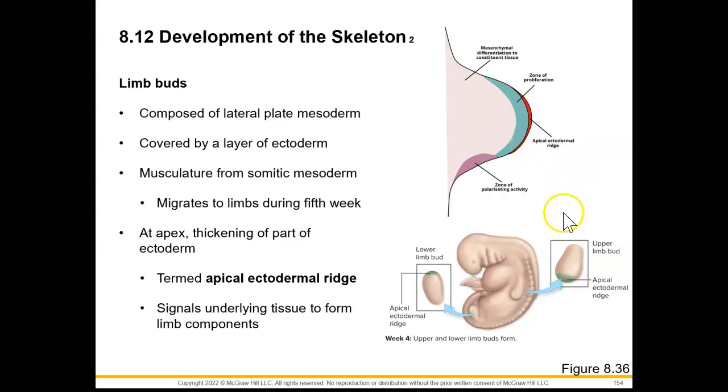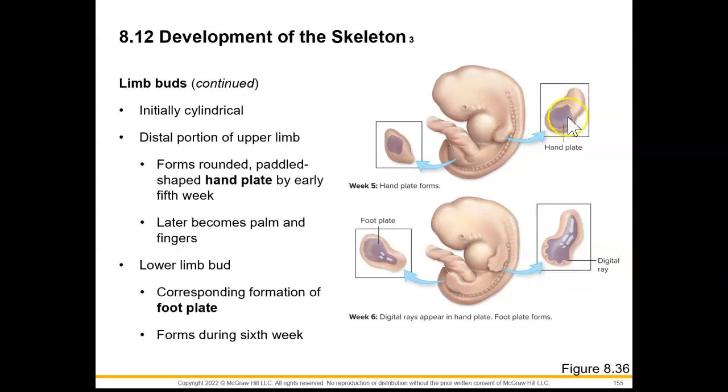At the apex, we are going to see a thickening of this ectoderm, and that's when we call it the apical ectoderm ridge. And this helps to signal underlying tissue to form limb components. Initially, we'll start to see that our limb buds are more cylindrical. Our distal portion of the upper limb is going to form this round paddle-shaped hand plate by early 5th week, and then later will come the palm and the fingers.